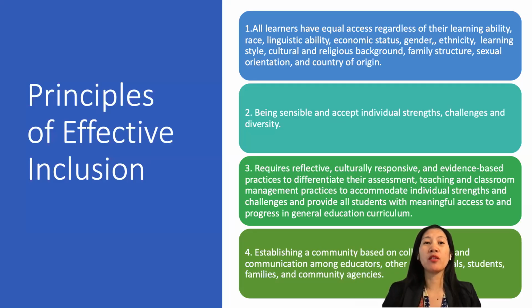So, what are the principles of effective inclusion? First, as I mentioned a while ago, all learners have equal access regardless of their learning ability, race, linguistic ability, economic status, gender, ethnicity, learning style, cultural and religious background, family structure, sexual orientation, and country of origin. In other words, for effective inclusion, we have to think that all learners have equal access to learning.